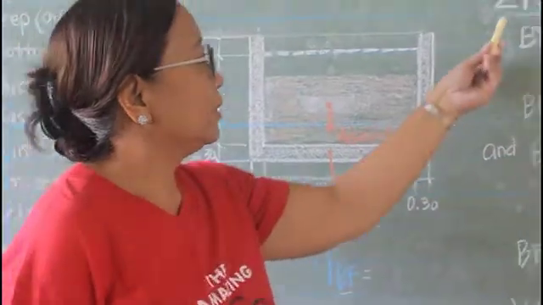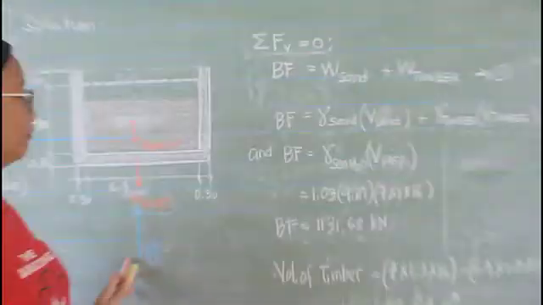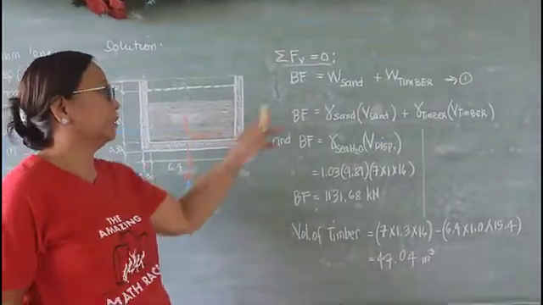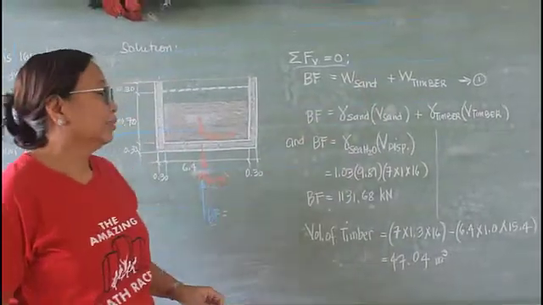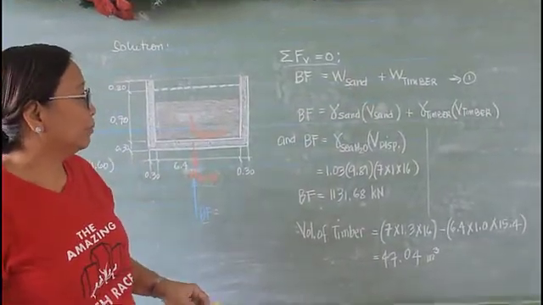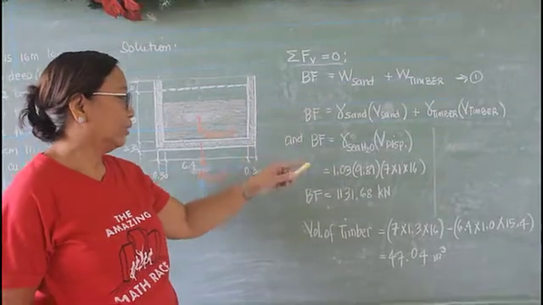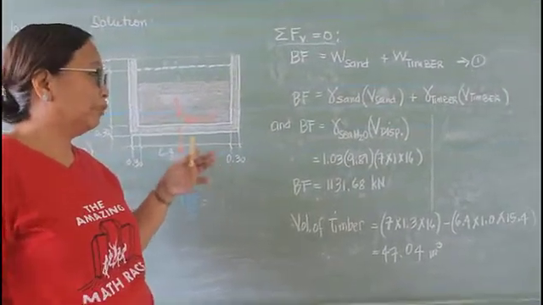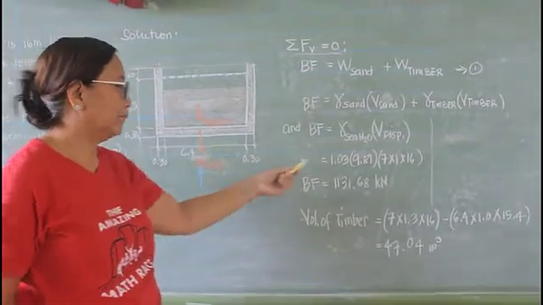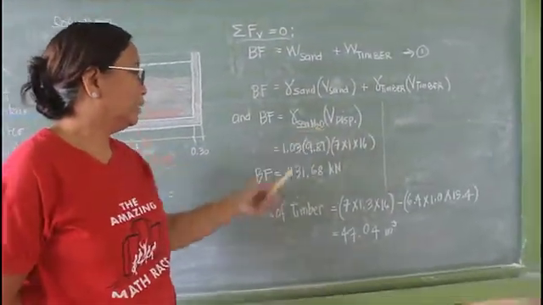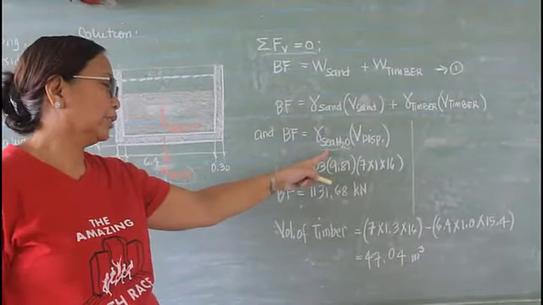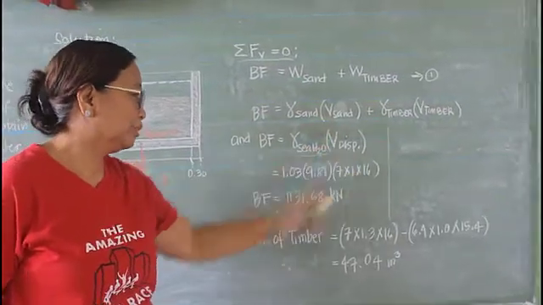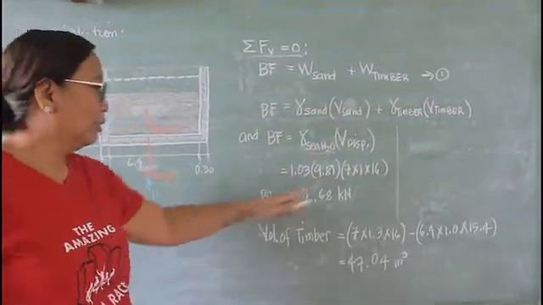So, applying this principle of equilibrium, the buoyant force is equal to the weight of the sand plus the weight of the timber. So, how do we solve for the buoyant force? Okay, the buoyant force, sabi ni Archimedes, is the weight of the fluid that is displaced by the object. So, ano ba yung fluid na dinisplaced ng barge? Seawater. What is the volume that was displaced? So, yung volume ng barge.